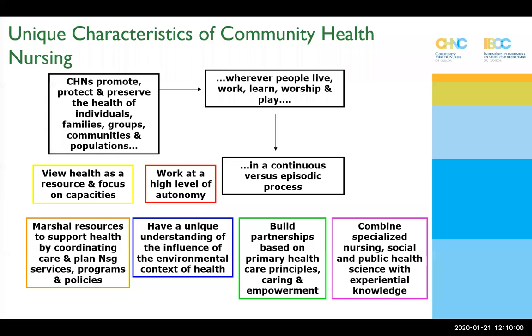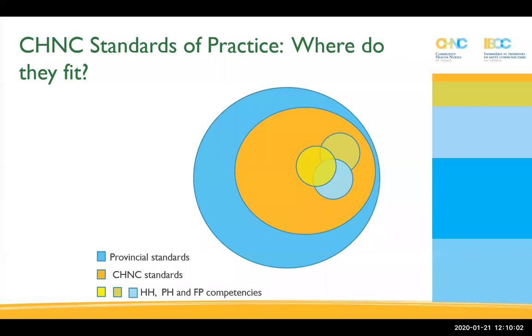So the next slide looks at where these community health standards of practice fit into the context of all the standards that we have as regulated nurses. Of course, each nurse, no matter what province you're working in, has a standard of practice. You have your regulator that sets the specific competencies that nurses need to have. The CHNC standards are over and above, expanding the depth and breadth of the provincial standards, defining the specific expectations of nurses in the community.